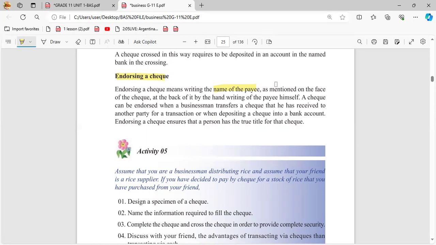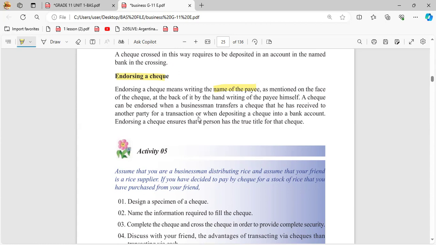You have to endorse it and you have to send it. Am I clear? You have to send it. That is what you call endorsing a check. Therefore, what is endorsing? Endorsing means writing the name of the payee, right here.